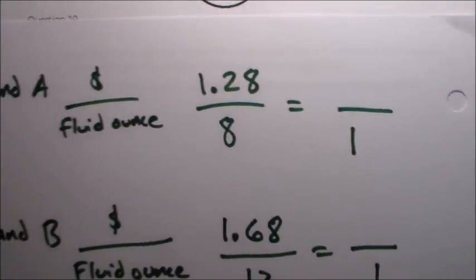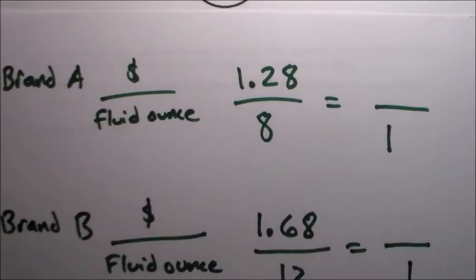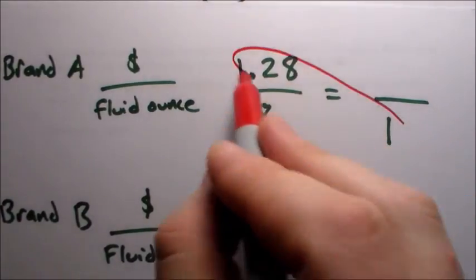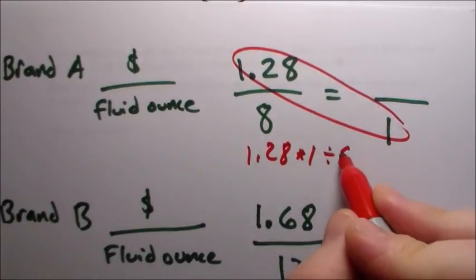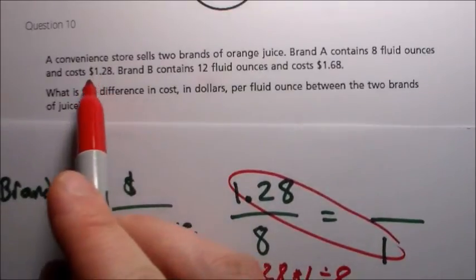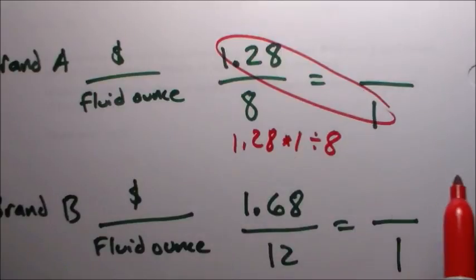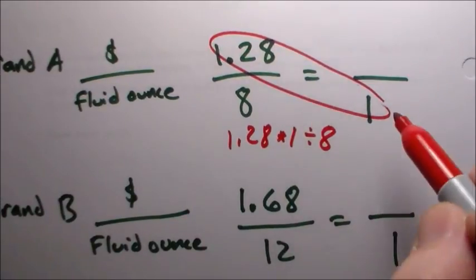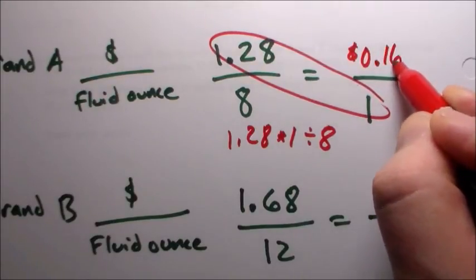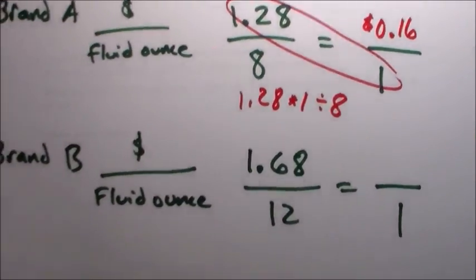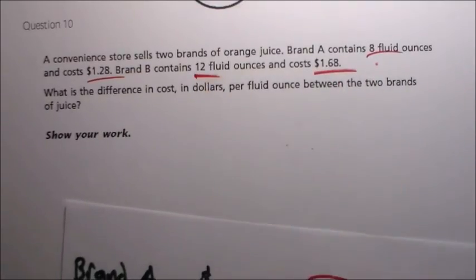All right, so brand A, dollars per fluid ounce. You have $1.28 per 8 fluid ounces. So you do a little cross multiplication, 1.28 times 1 divided by 8, because it says $1.28 for 8 fluid ounces in brand A. And what do you get after you do the math? You get per ounce, you get dollars of 16 cents.